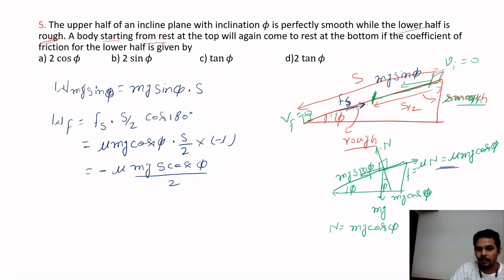For the other forces, work done by the normal force and work done by mg cos theta will both come 0. Why will it come 0? Because force and displacement are perpendicular to each other.